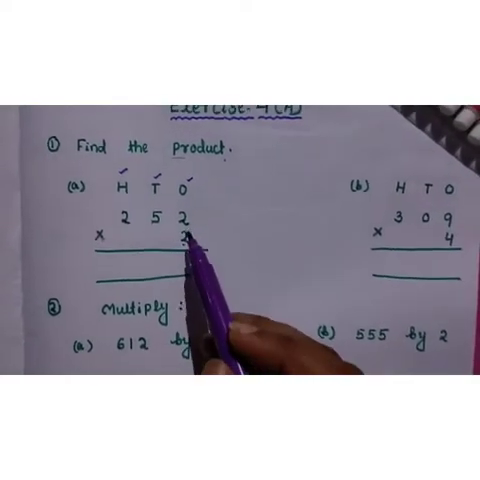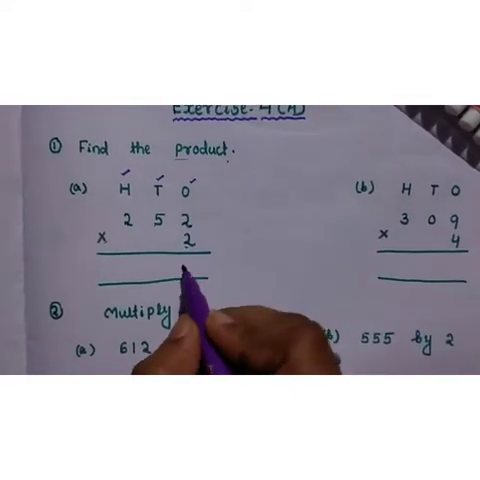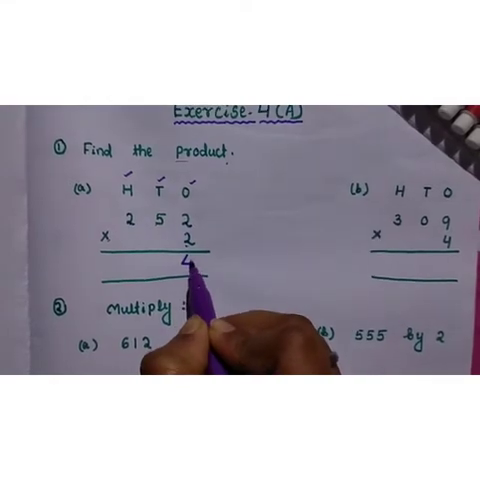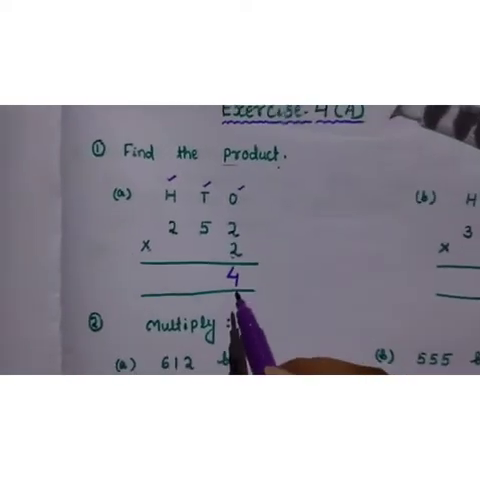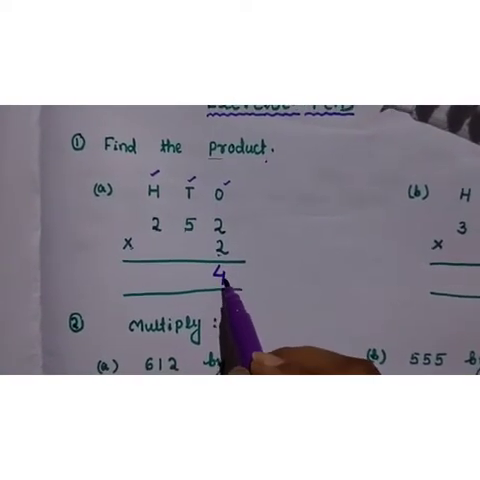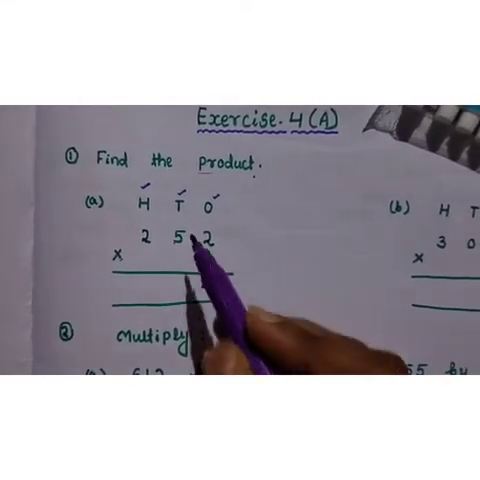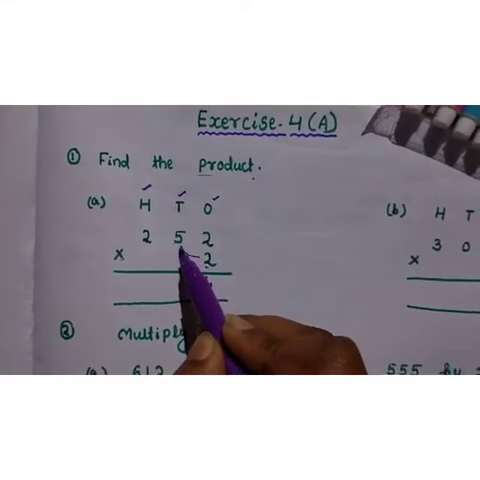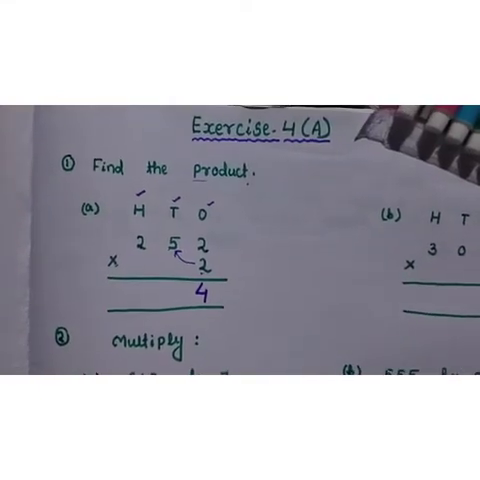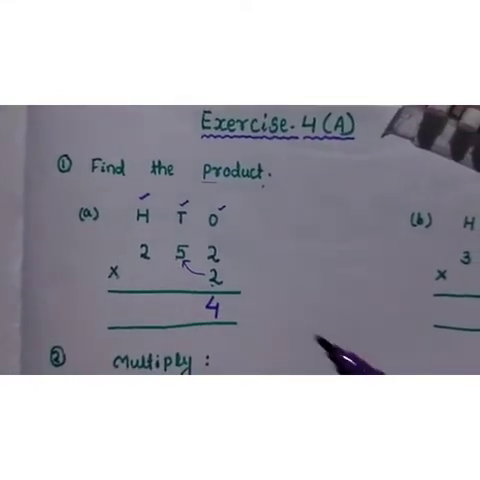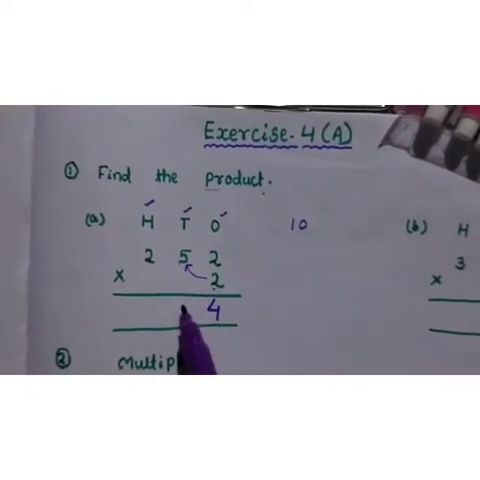Okay, so let's see. 2 multiplied by 2 equal to how much? 2 twos are how much students? 4. So we write 4 under the ones column. Students, 4 is a single digit number, that means 1 digit number, so we cannot take carry to the next place, understood? Now we multiply the tens place digit. Now we multiply 5 by 2. And 5 twos are how much students? 5 twos are 10, right? So can we write here 10?